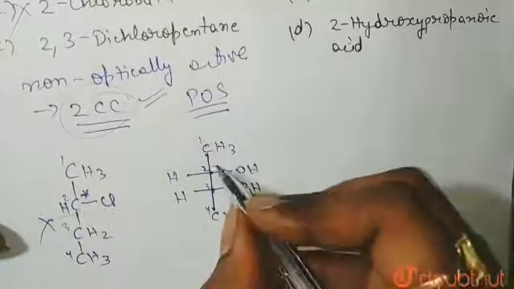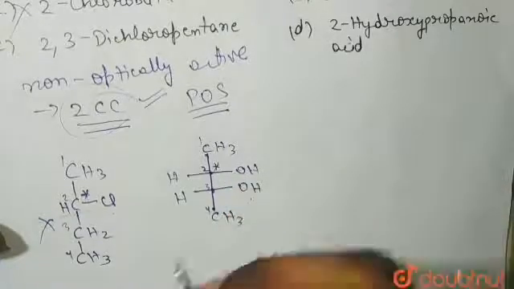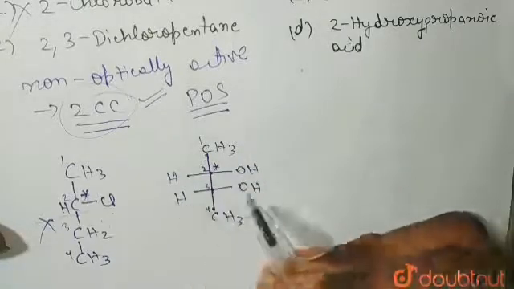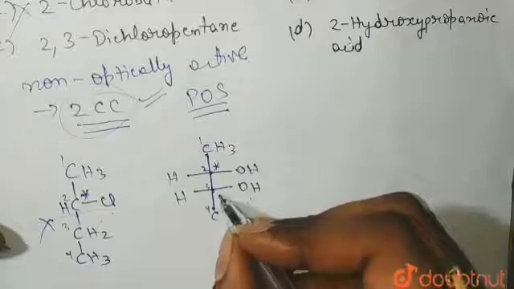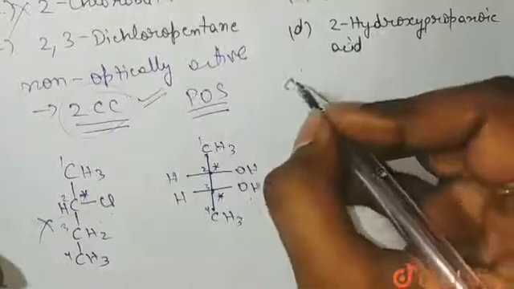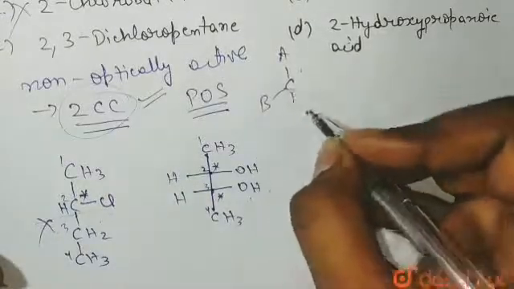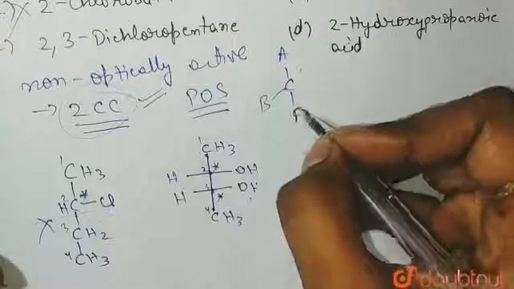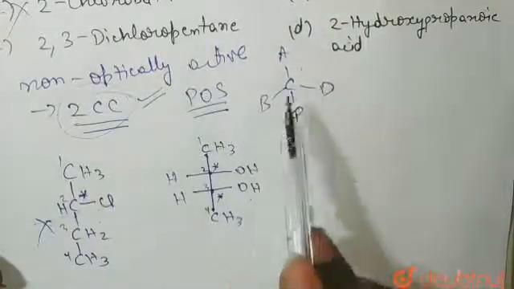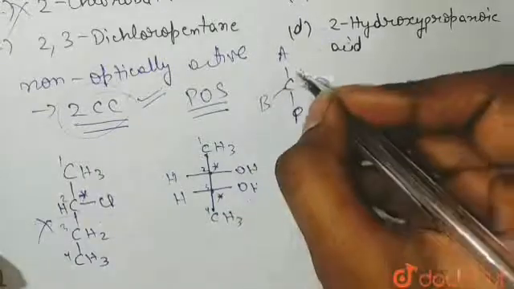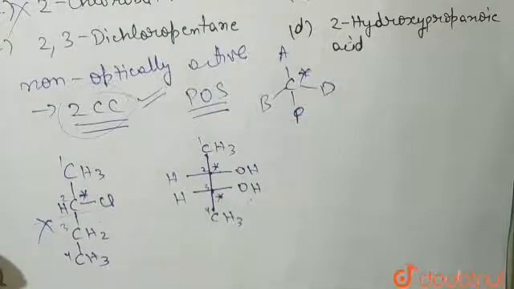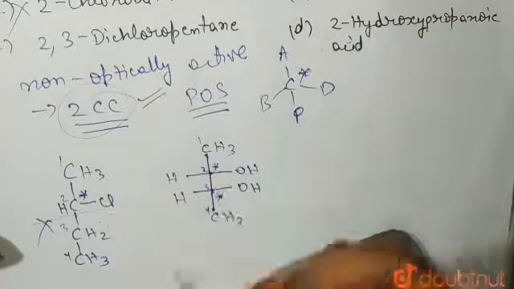So the second carbon is a chiral center. Similarly, this carbon has all four substituents different, so this is also a chiral center. Because what is a chiral center? A chiral center is a carbon possessing four different groups. When four different groups are attached to the same carbon, that is known as a chiral center. Both of these carbons have four different substituents, so these two will be the chiral centers.